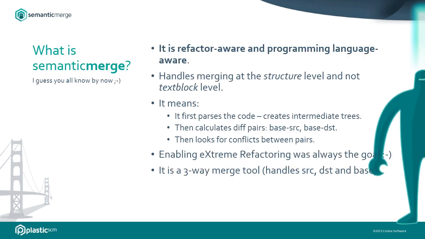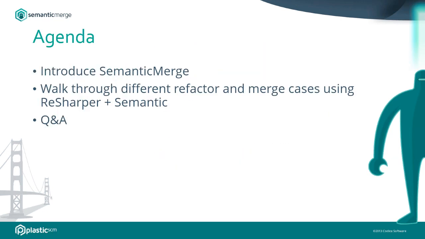So, a little bit about what Semantic Merge is, in case you still don't know, and I guess most of you will, just from reading the name. It's a refactor-aware and programming-language-aware merge and diff tool. What does it mean? It's slightly different from all the other tools doing merging and diffing, because it's able to do the merge at the structure level and not the text block level.